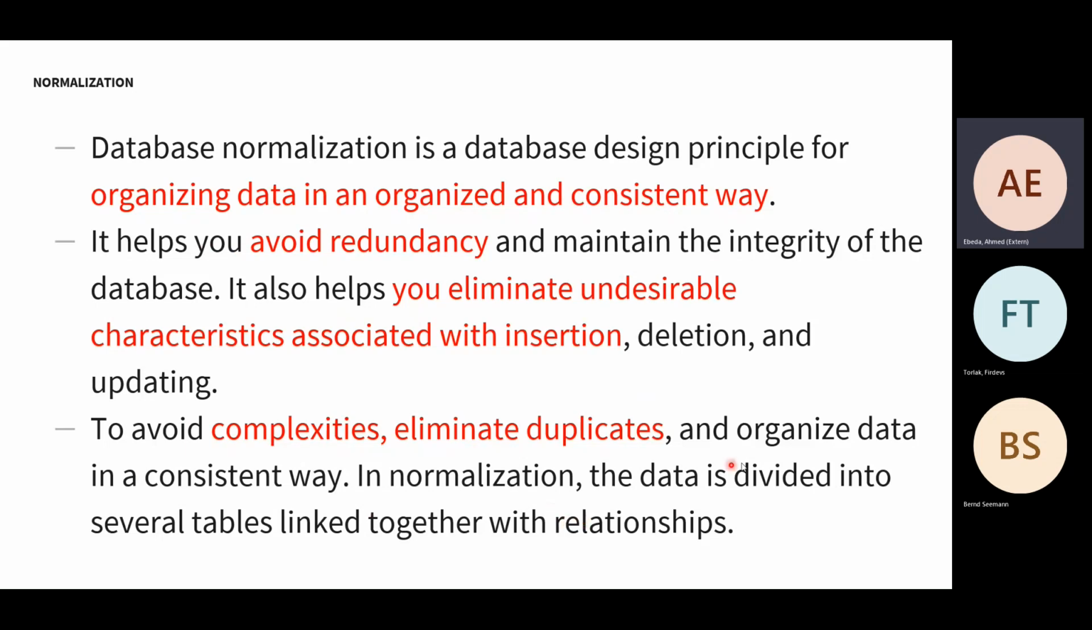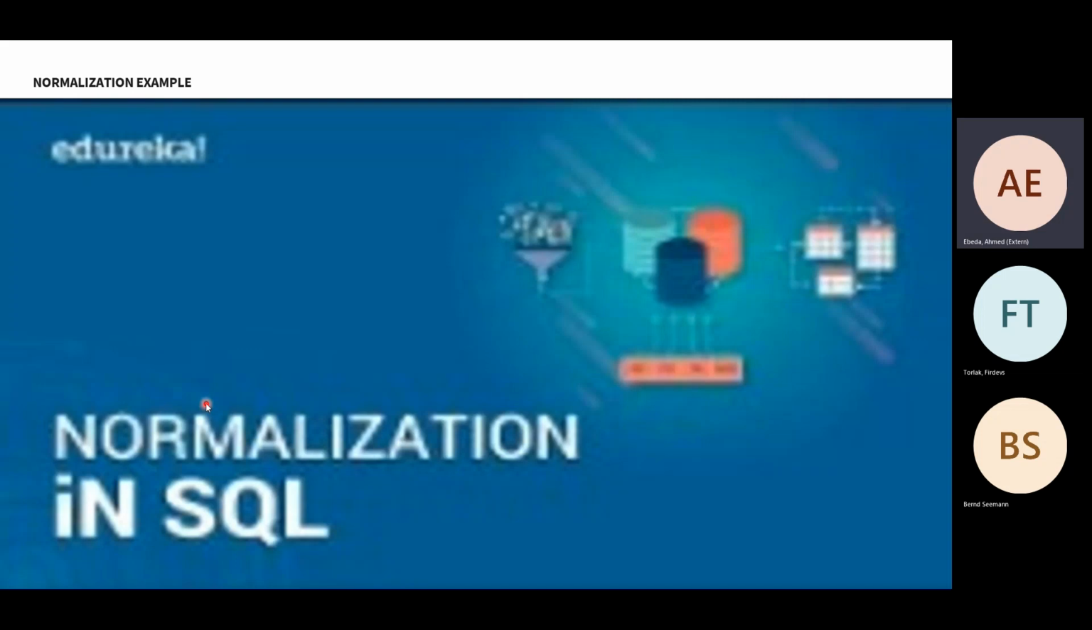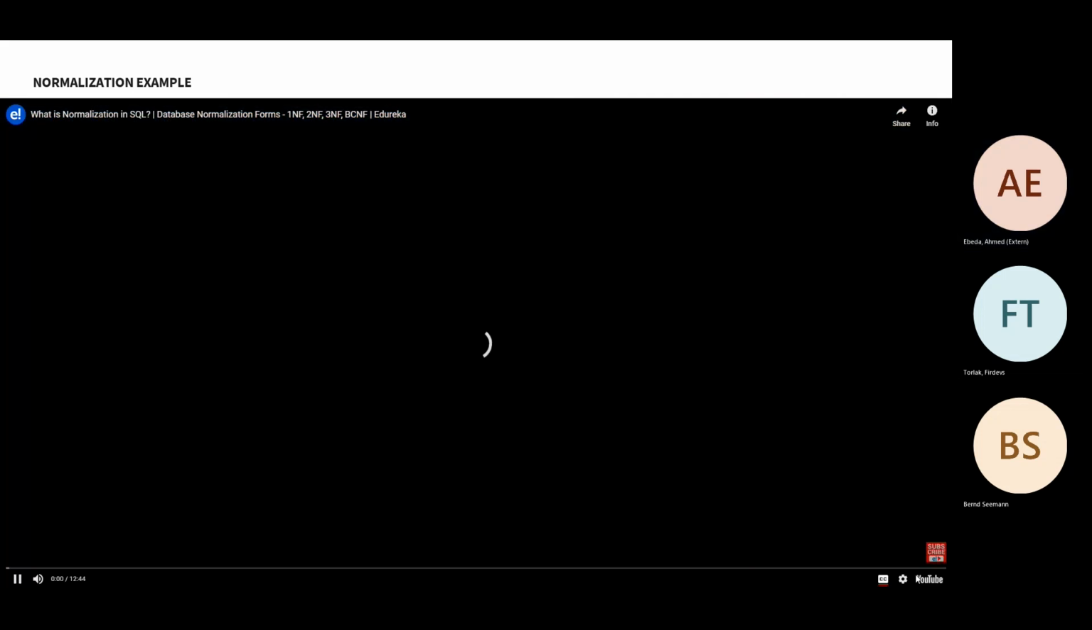In normalization, the data is divided into several tables instead of having one table containing all the data. This is how we do normalization, and in the animation video you will see it. We just decompose the table into several tables linked together with relationships. Here is the video.